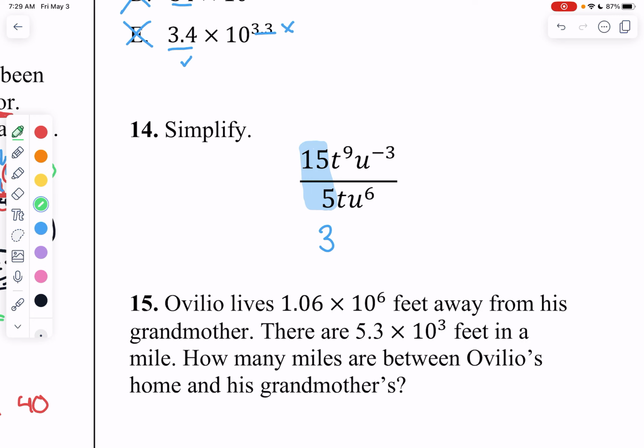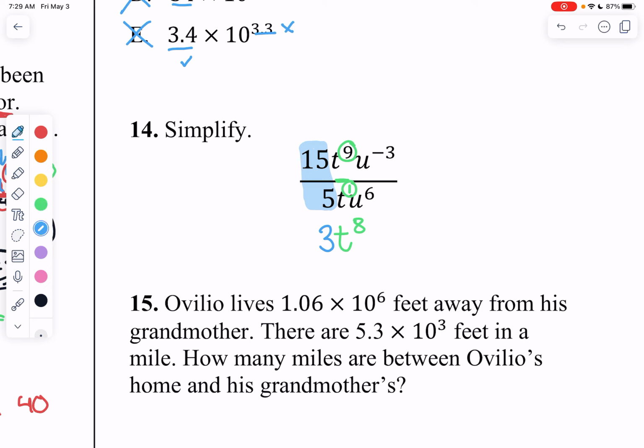Next up are my t's. So I have t to the power of 9 on the bottom, t to the power of invisible 1. I will drop my base, and that fraction bar, that big minus sign, will remind me I'm going to do 9 minus 1 is 8.